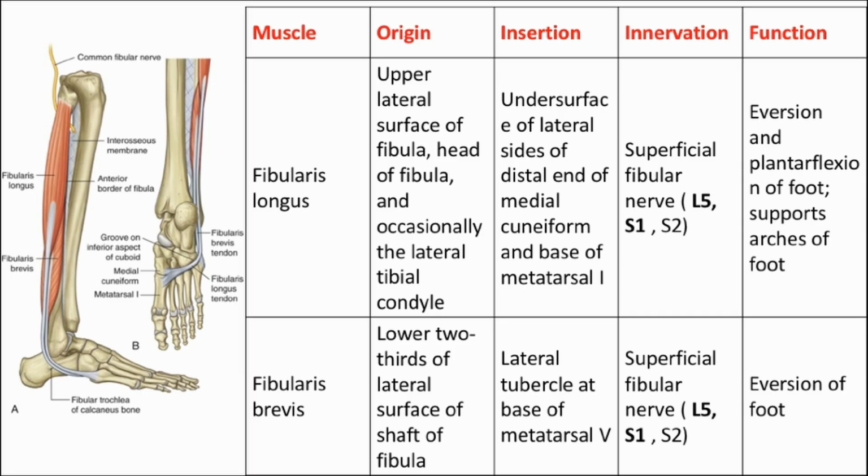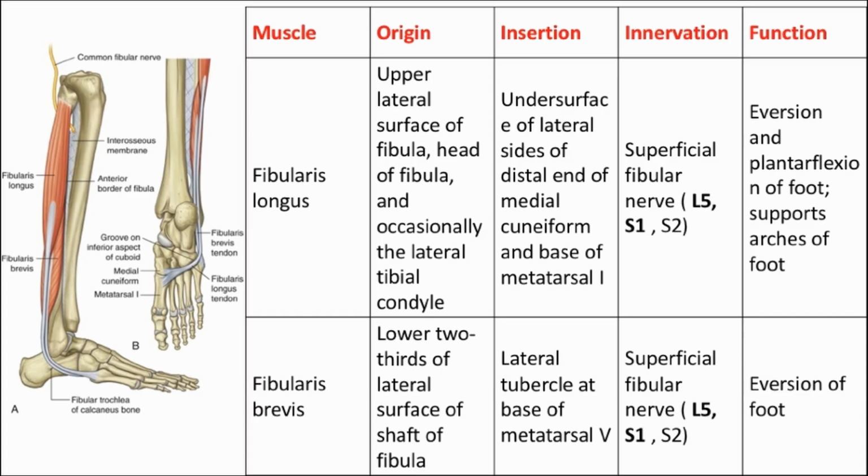So what does it do? It everts the foot and it plantar flexes the foot a little bit. And it also, in addition to tibialis anterior and tibialis posterior, they all insert in the undersurface of the bones of the medial side of the foot, and they act as a stirrup support for the arches of the foot. So that's really important. It mainly supports the lateral and the transverse arches. It's innervated by the superficial fibular nerve.